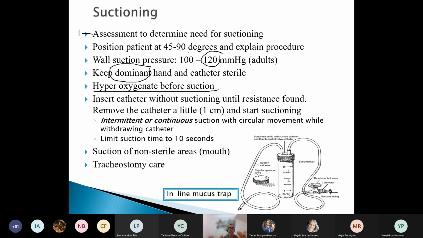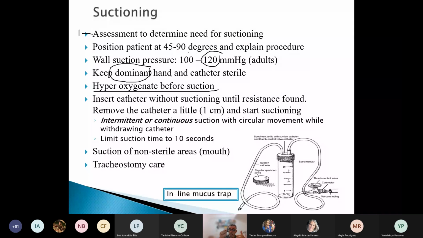The same happens here. One hand, the dominant, is going to be holding the sterile catheter that is going to be introduced inside the trachea. The other hand is manipulating the pressure. The other hand is grabbing the T-tube for oxygen and removing the tube, etc. And it is holding the hole that needs to be intermittently or continuously occluded. Okay, and then with this dominant hand grabbing or holding this sterile catheter, you introduce it without suctioning.